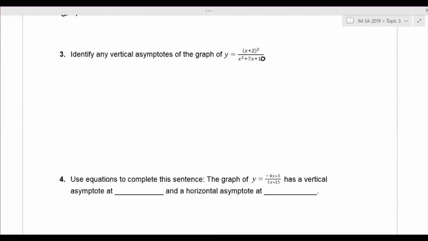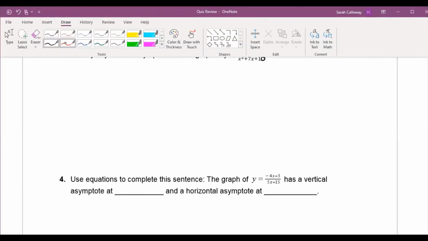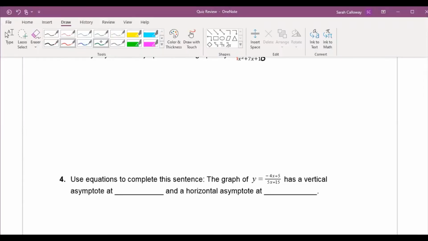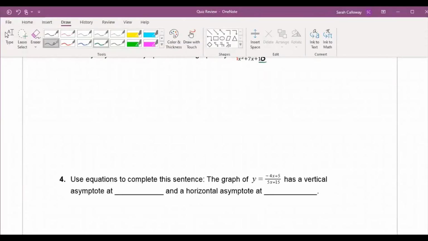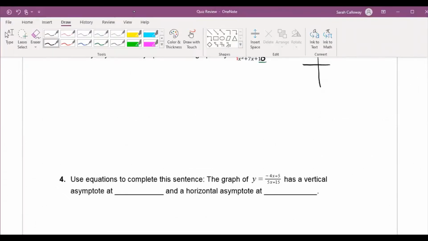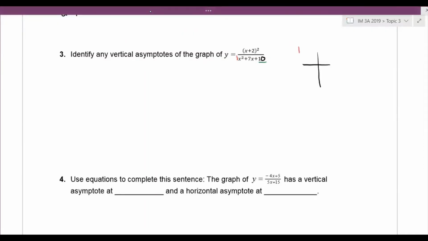So this equation is y equals x plus 2 squared over x squared plus 7x plus 10. So x plus 2 squared is actually already factored. So what we need to do is factor x squared plus 7x plus 10. So in this case, our a is 1 and our c is 10. And so when we're doing our product sum table and multiplying a times c, we're multiplying 1 times 10, which gives us 10.